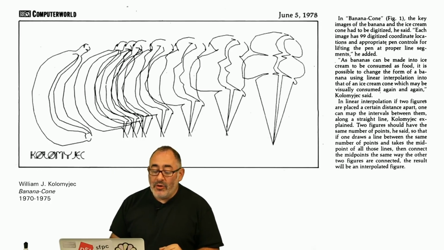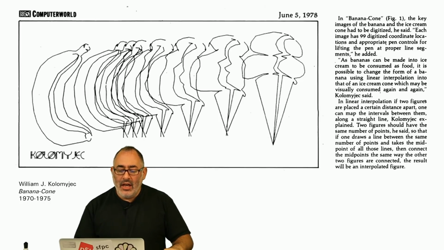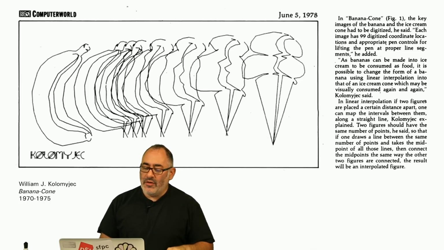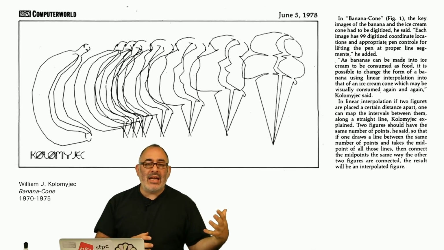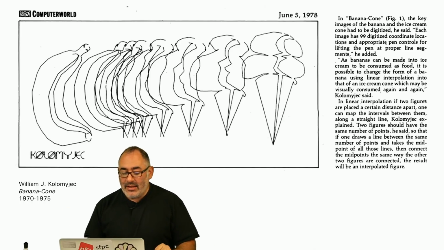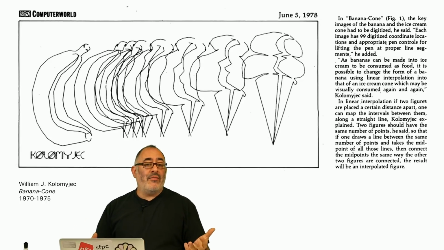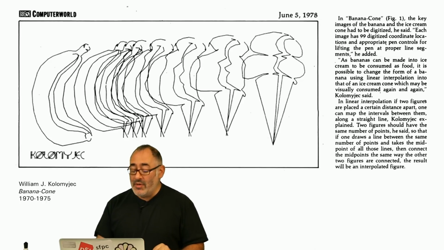And this is a project by William Kolomajek from 1970 through 75, circa. Then it was, in this case, shown a few years later, where he interpolates from a banana to an ice cream cone. He says because his wife liked both. You know, the way of interpolating from a banana to an ice cream cone is maybe not so obvious, and so he's got some very strange intermediate shapes.